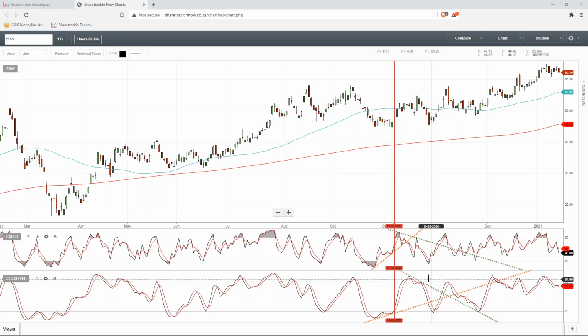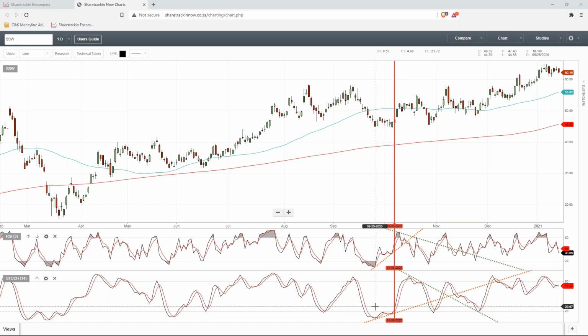Okay. So how it basically works is we always teach you that you look for the crossover points on your stochastic. Now you'll see I've got an extra red line on the RSI. I'll show you guys a bit later how to plot this extra red line on the RSI, because it also works in the same manner as the red line on your stochastic.